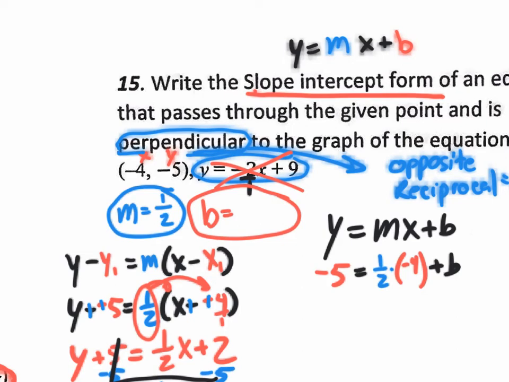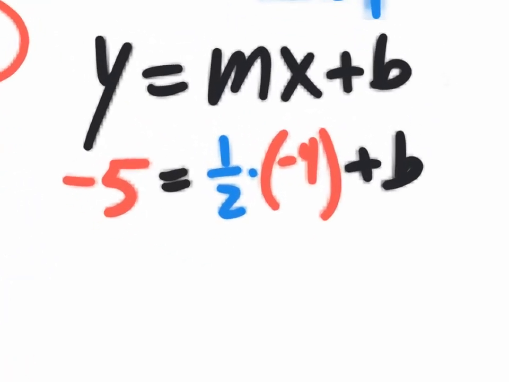So I plugged in my x value right here, my y value right here, and my m value right there. Now all I need to do is solve for b. So if I focus in on the right side, I have 1/2 times -4. Half of -4 is simply -2.